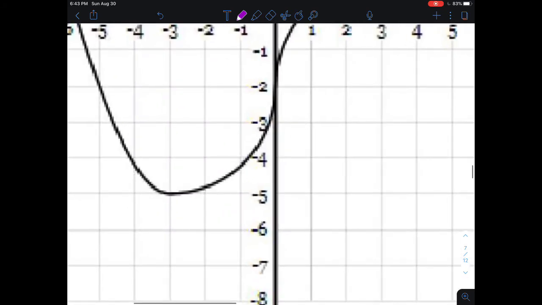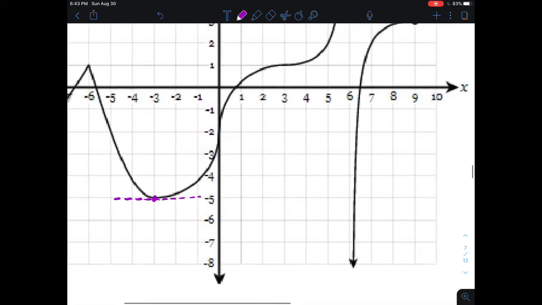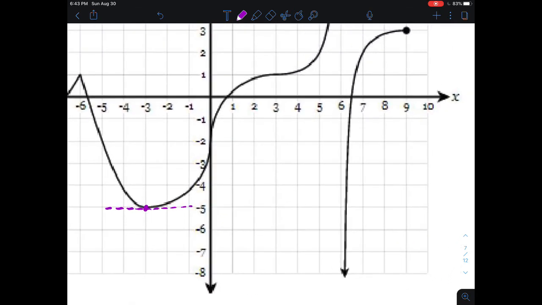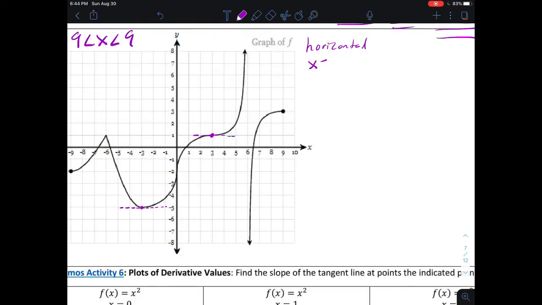To do this, we're going to zoom in, and I can see the graph at -3 appears to have a horizontal tangent line. And it also appears that it flattens out at +3, so it would have a horizontal tangent line at that x value as well. So we have horizontal tangent lines at x values of -3 and +3.